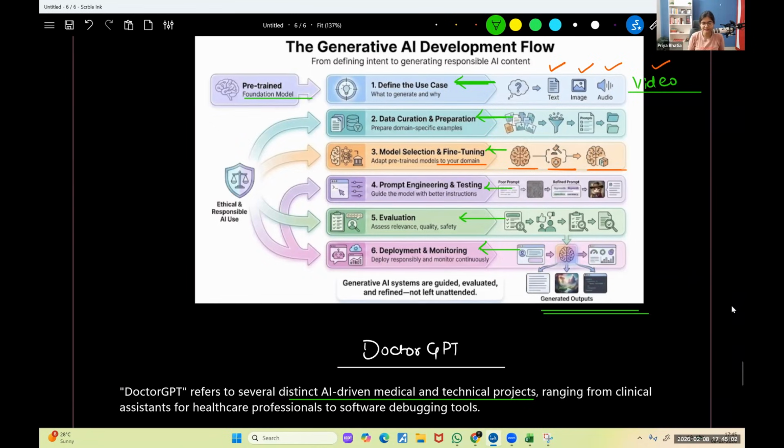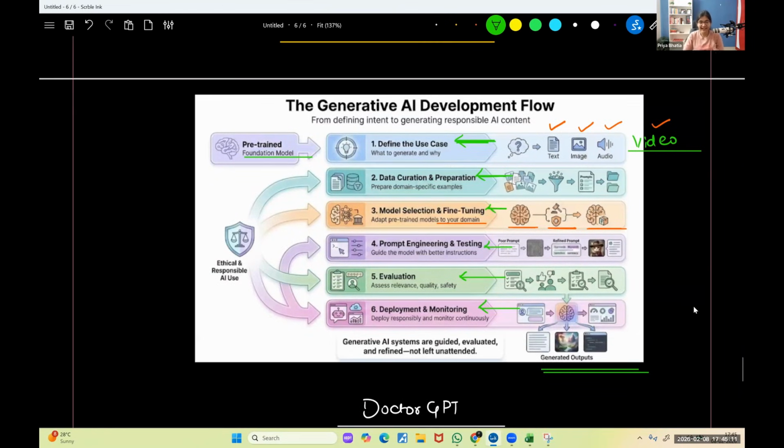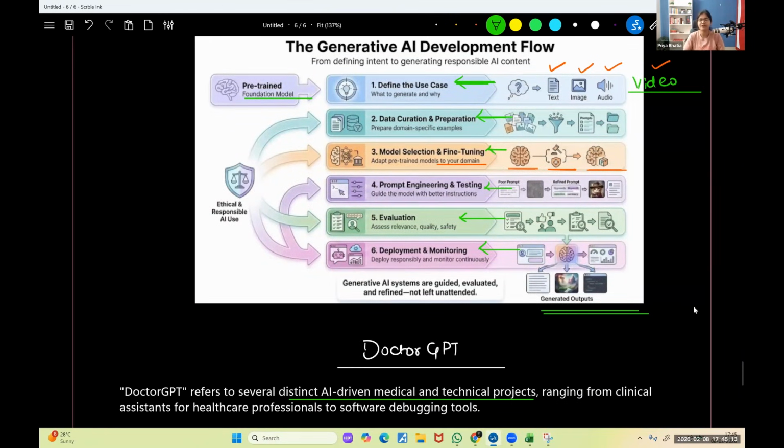So generative AI systems are guided, they are evaluated, they are refined, and not left unattended. Is this clear, how the entire pipeline of generative AI development is done? So we start with the understanding of a use case.